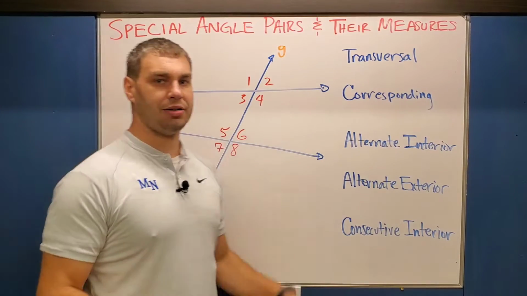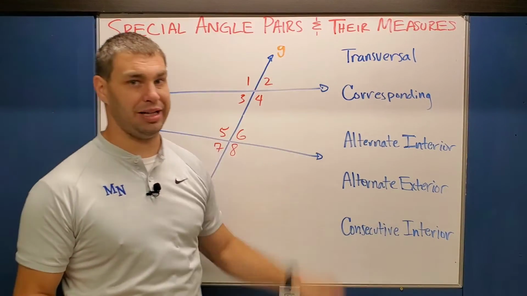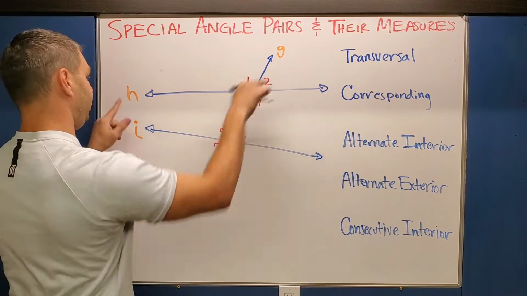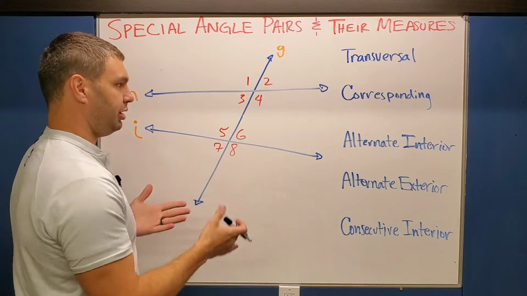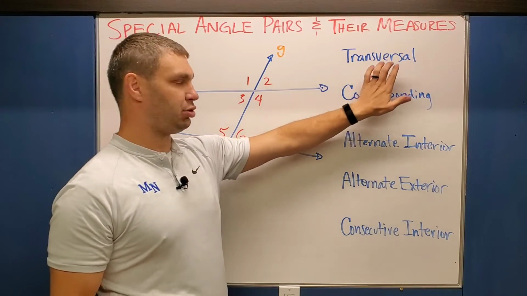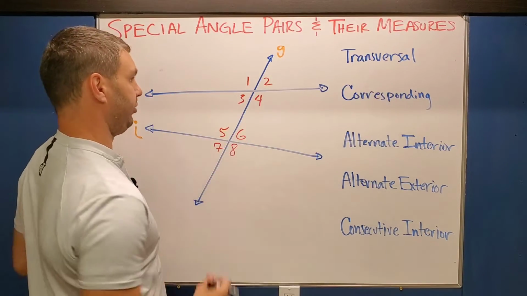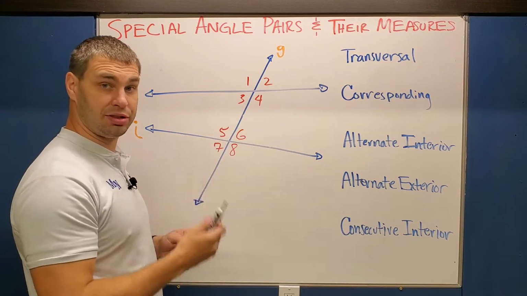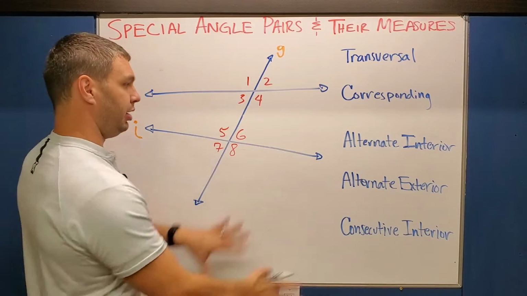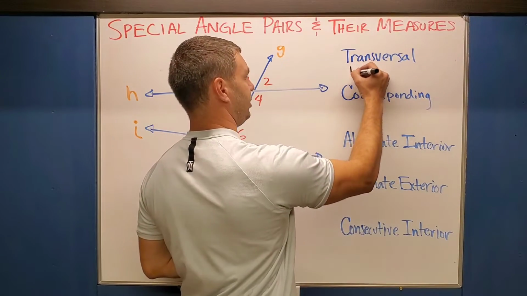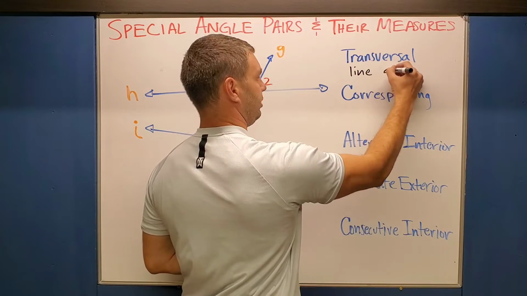All right, guys, we're talking all about special angle pairs and their measures today. So I have on my board a little figure here where I have these three lines, G, H, and I, all kind of drawn up, and they intersect to form these angles 1 through 8. A transversal on my diagram would be line G. Remember, a transversal is a line that cuts through at least two other coplanar lines on the same plane, here being my whiteboard. So for the transversal, that example, I'm just going to say line G.